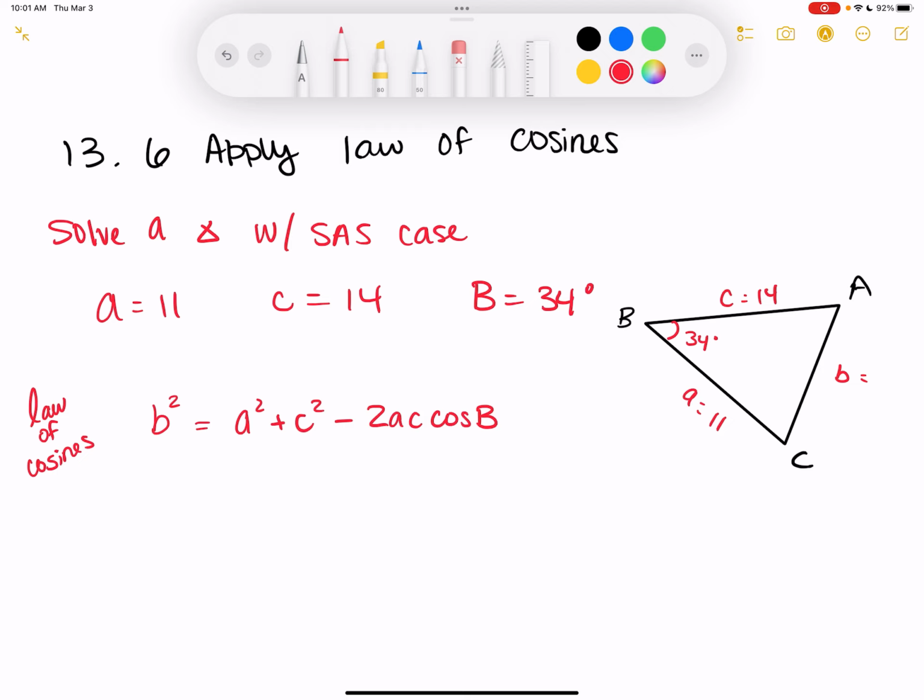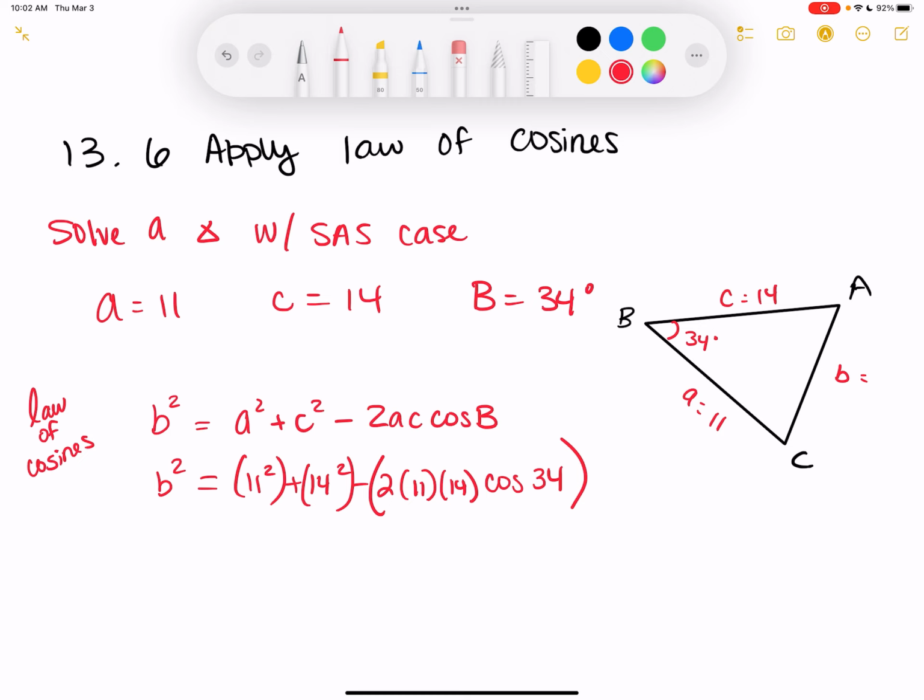So if I plug stuff in, b squared is equal to 11 squared plus 14 squared minus 2 times 11 times 14 times the cosine of 34. Make sure you're still in degree mode. Parentheses will be your best friend. I would put parentheses around this whole chunk if you're going to type it in as is.